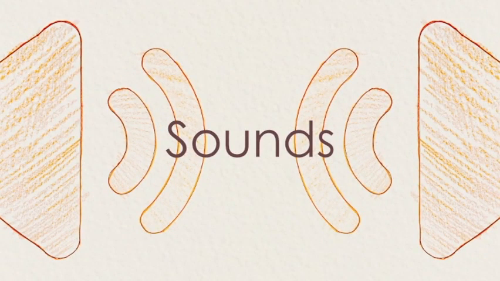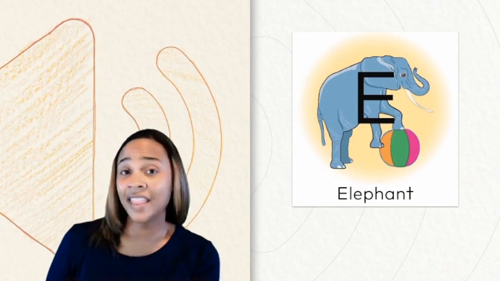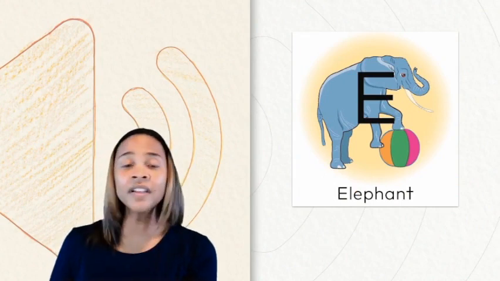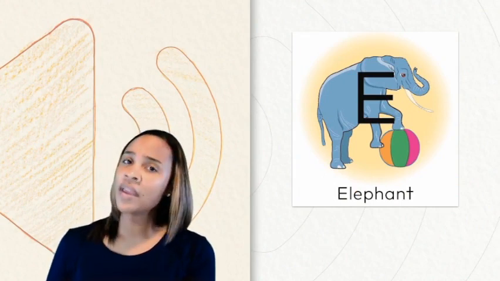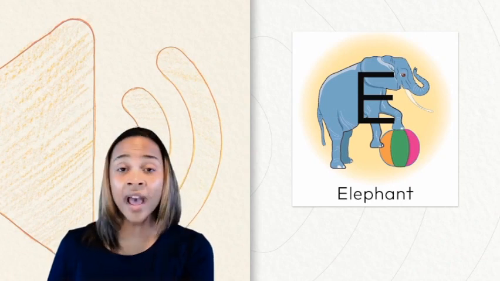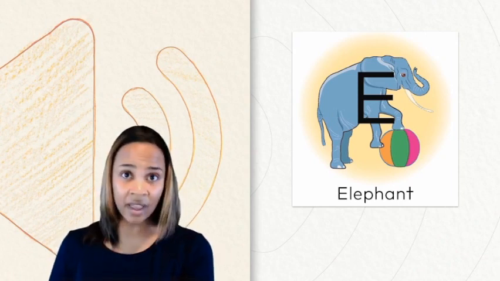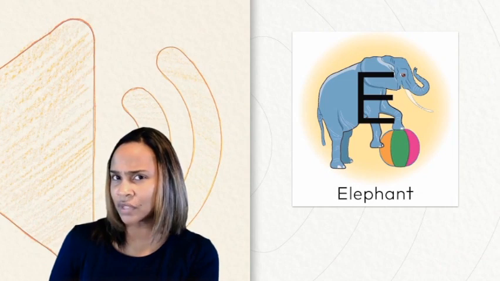Sounds. This is a picture of an elephant. The sound that we hear at the beginning of the word elephant is the eh sound. Can you say that sound too?